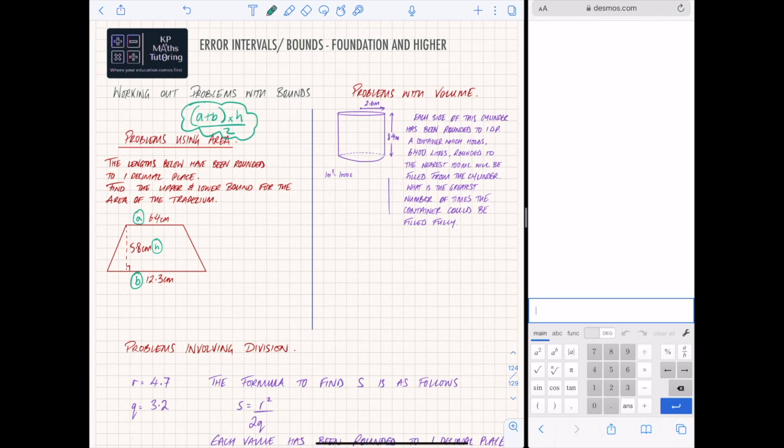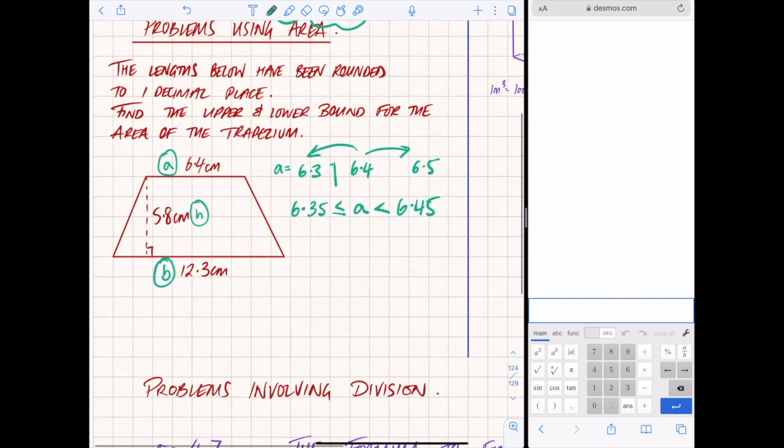So the upper bound for A: we've got 6.4 as my value. If we go back to what we just did, 6.5 would be the next value, and 6.3 would be my previous value. Therefore that becomes 6.35, which is the middle. I'm going to call this A, and then 6.45 is my upper bound. I'm just going to zoom in a bit so you guys can see what I'm doing. So lower bound and upper bound.